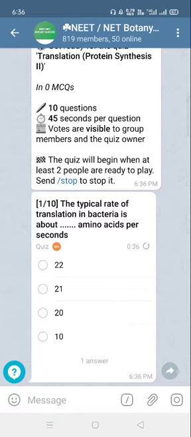The typical rate of translation in bacteria is about 20 amino acids per second. So option C is correct. Here the translation speed is actually being concerned. So the typical rate of translation in bacteria is about 20 amino acids per second. Option C is correct. It is actually 20 amino acids per second. Option C.